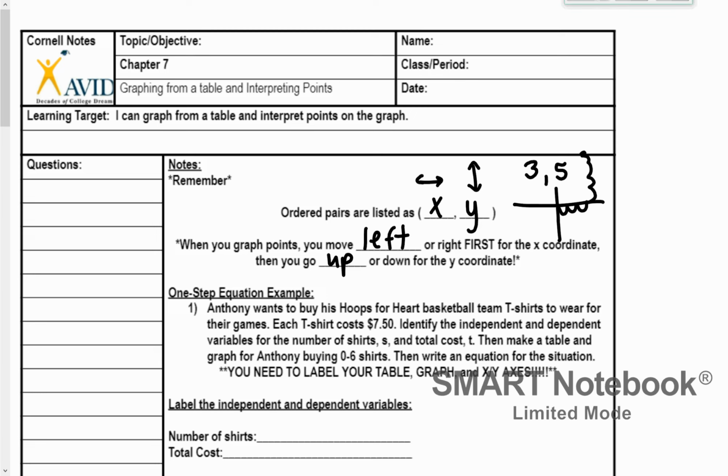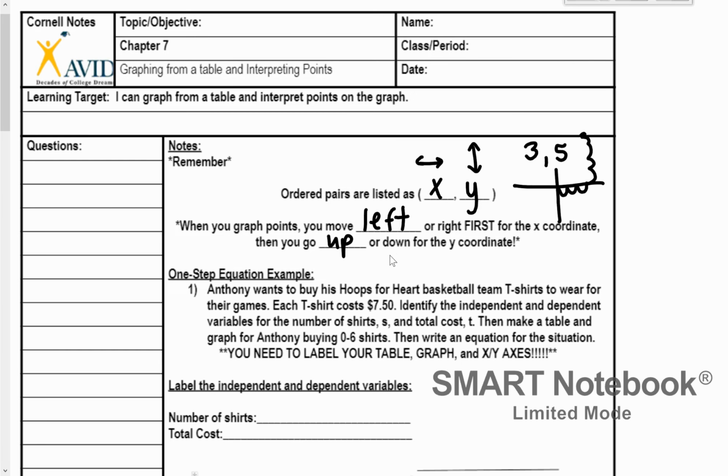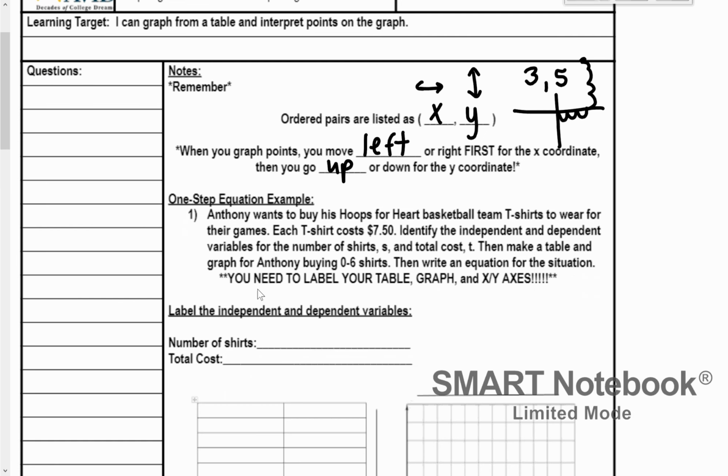All right, we are going to do examples of that simple equation where it's just a number times x, and then we're also going to do an example where it's like a number times x and then plus 5 or something. So first we're starting off with that simple example, that one-step equation. Anthony wants to buy his Hoops for Heart basketball team t-shirts to wear for their games. Each t-shirt costs $7.50. Identify the independent and dependent variables and then make a table for Anthony buying 0 to 6 shirts. Then we're going to write an equation for the situation and graph it.